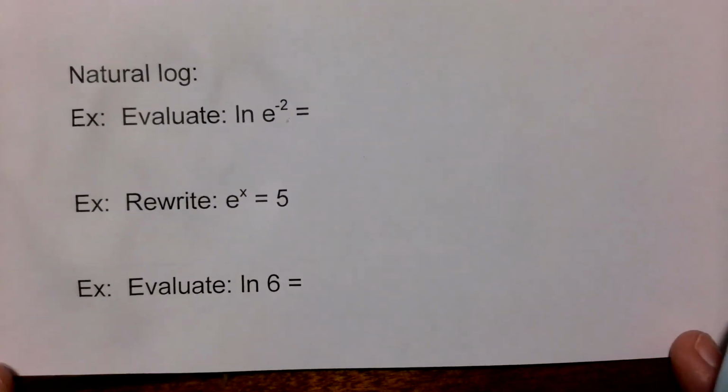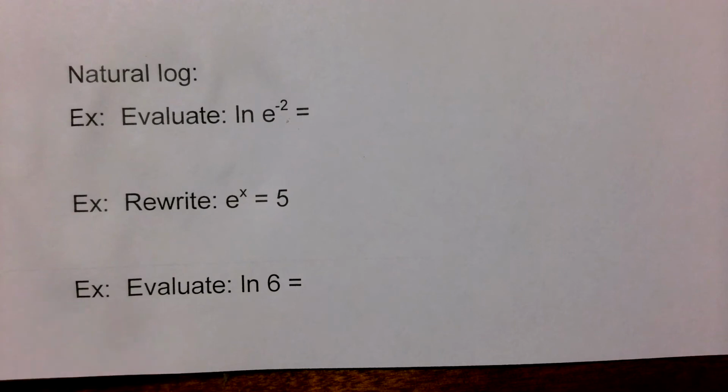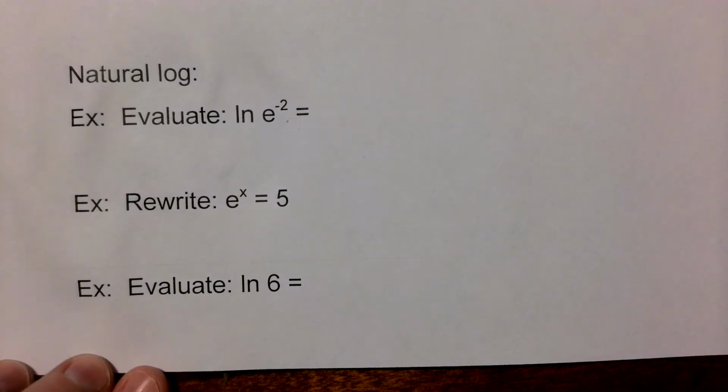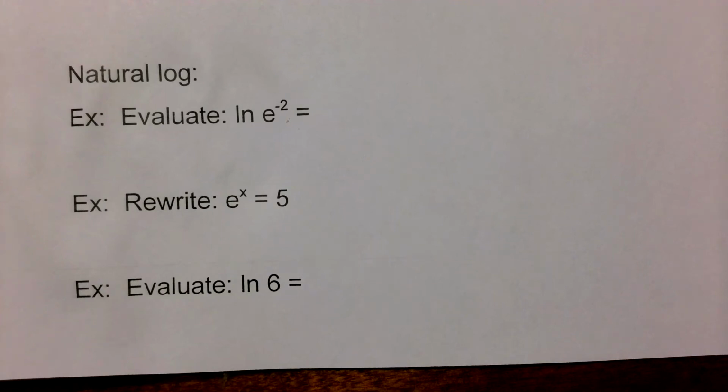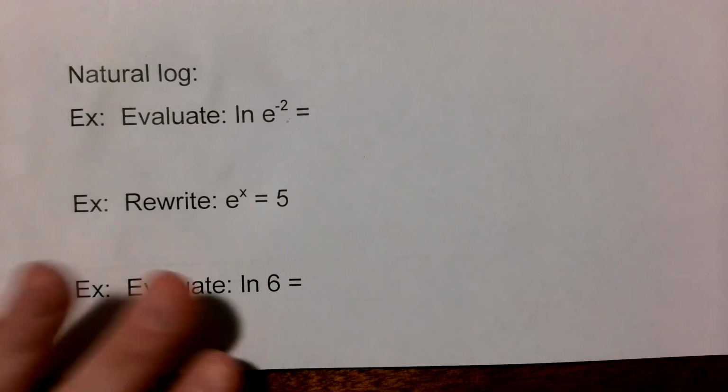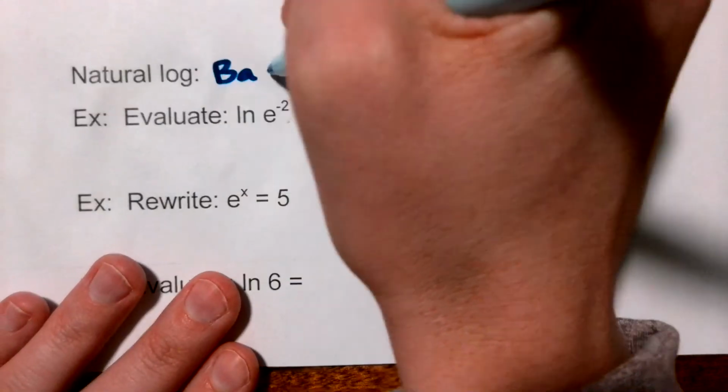The other one is natural log, and also named very appropriately, it is a log that happens a lot in nature. We see patterns in plants, animals, all sorts of things in nature that involve e, involve natural logs. For today, we really just need to know that if we're talking natural log, it has a base of e.